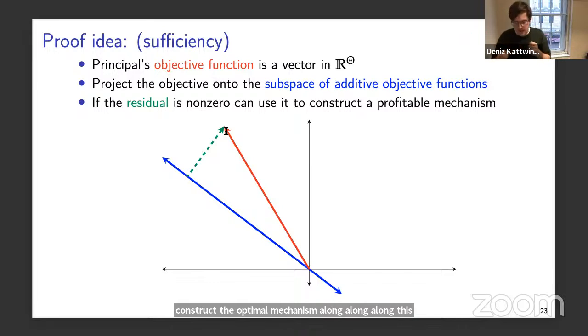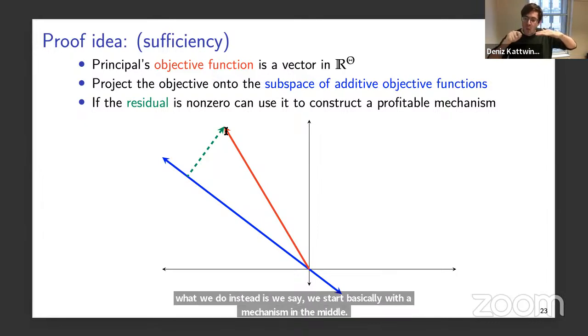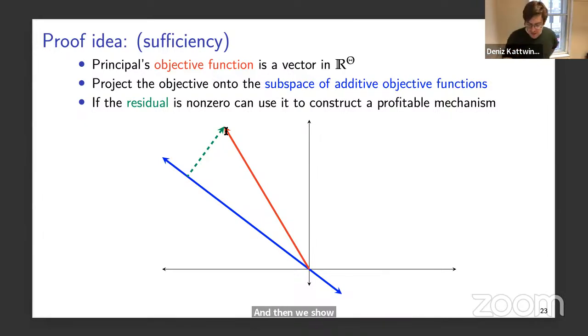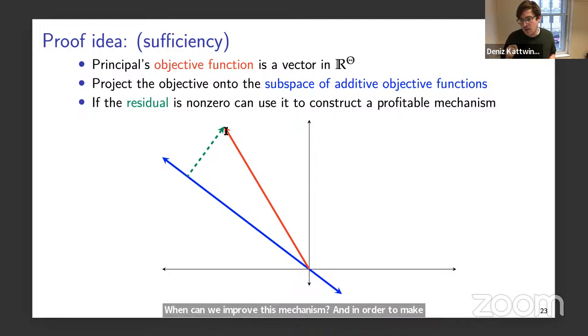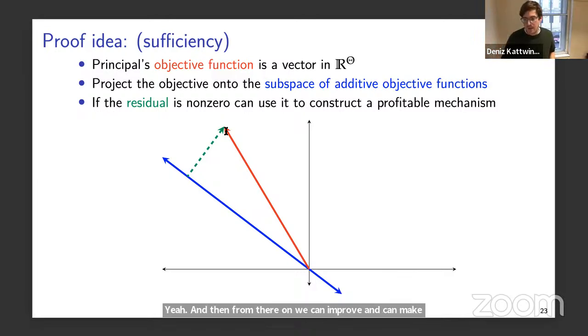So why don't I give you a full characterization of the optimal mechanism? The problem here is that often these optimal mechanisms are characterized by where we hit the boundary. So X must be smaller or equal than 1. So what we do instead is we start with a mechanism in the middle, and then we show when we can improve this mechanism. In order to make this argument, we need this unbiasedness assumption, because then we know that the mechanism in the middle does as well as any constant mechanism. And then from there on we can improve and make the argument. That is the reason.